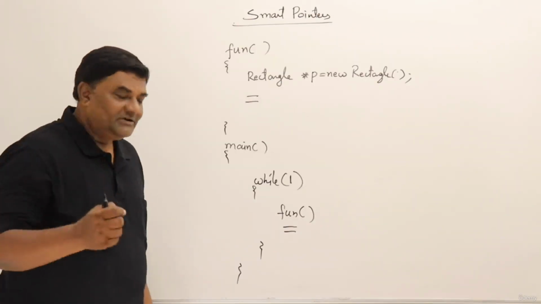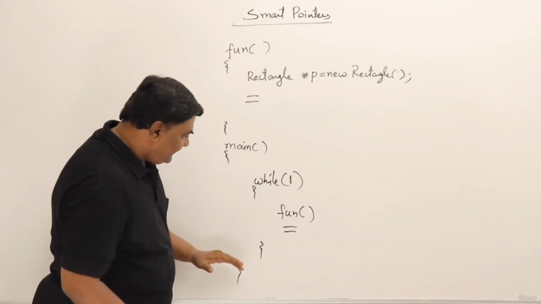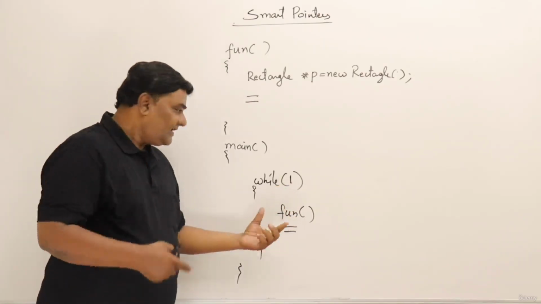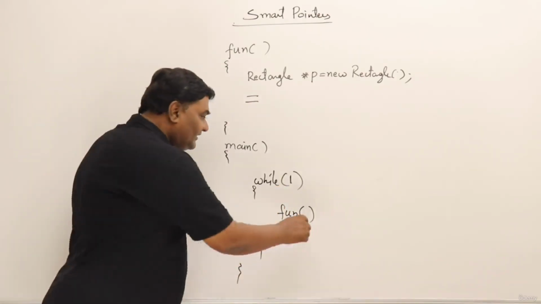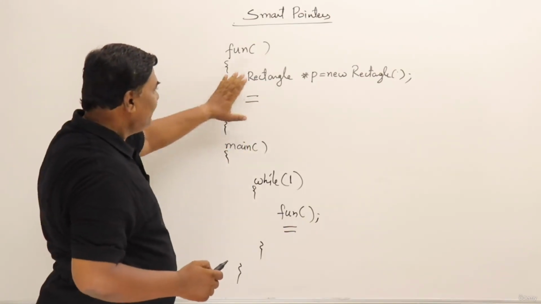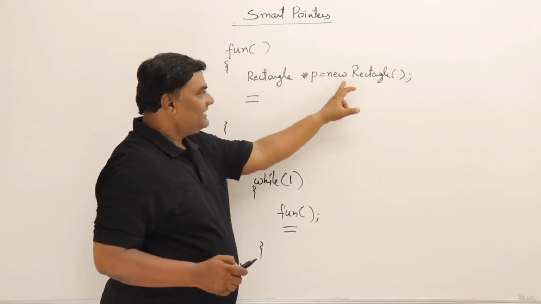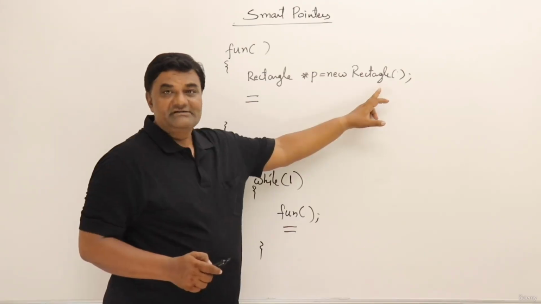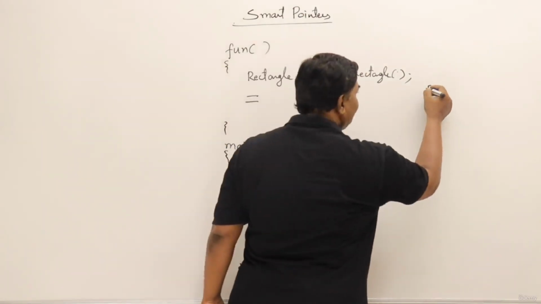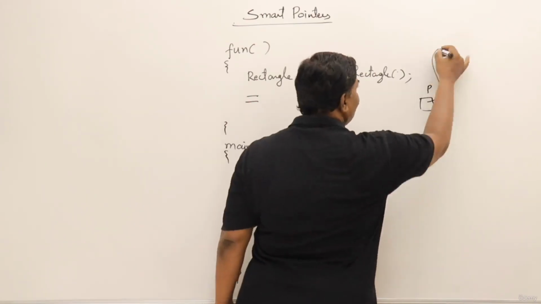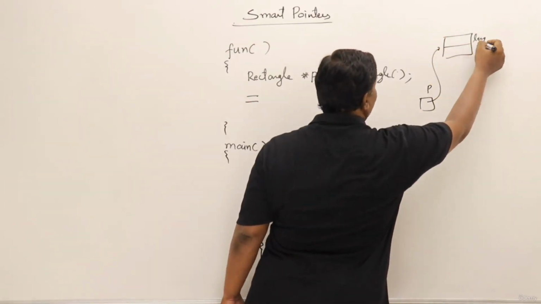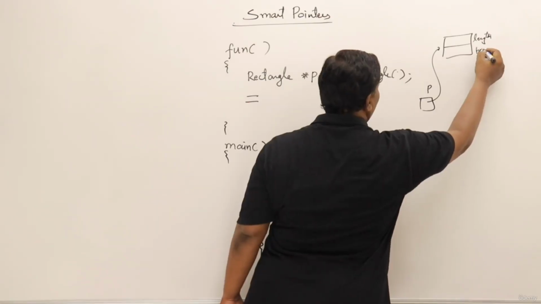Now see the severe problem here. This is a main function having a while loop. This is an infinite loop, and this is calling function fun. And here I have a function fun. What this function fun is doing is taking a pointer and dynamically creating an object of class rectangle. So it will have a pointer p, and this will be pointing to an object of type rectangle which will have length and breadth. We already know about this.